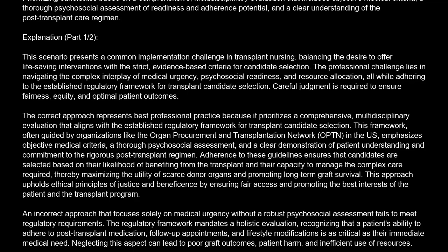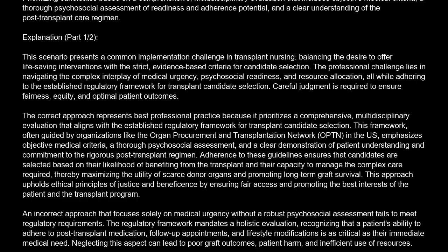The correct answer is A. Prioritizing candidates based on a comprehensive, multidisciplinary evaluation that includes objective medical criteria, a thorough psychosocial assessment of readiness and adherence potential, and a clear understanding of the post-transplant care regimen. Explanation. This scenario presents a common implementation challenge in transplant nursing, balancing the desire to offer life-saving interventions with the strict, evidence-based criteria for candidate selection.